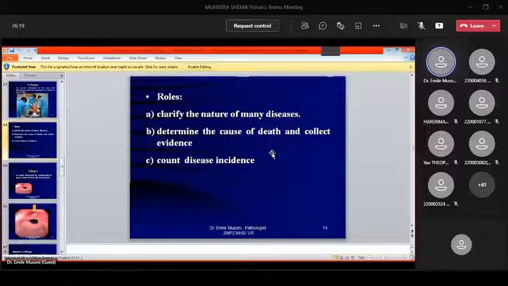All of that autopsy is to clarify the nature of many diseases, determine the cause of death, and to count disease incidence. There are some countries where they do mandatory autopsy for all dead bodies. But in our culture, Rwandan culture, we don't like to do an autopsy, except in the case of legal purposes.